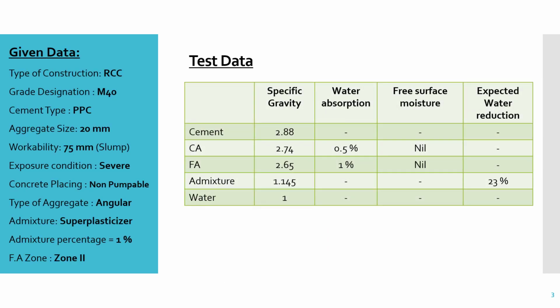This is the given data for the problem specified in IS 10262-2019 Appendix A. Also, keep a close view on the cement type, designated grade, exposure condition and aggregate type given in this problem. Also, have a look at the test data we tabulated in this problem.